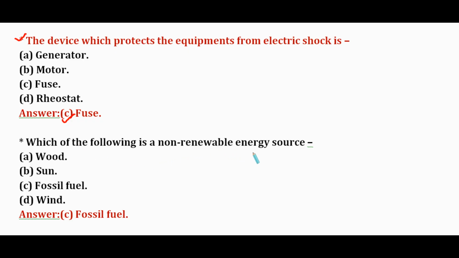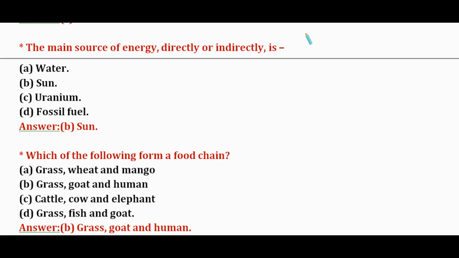Which of the following is a non-renewable energy source? Wood, sun, fossil fuel, wind. This is fossil fuel. Next question: the main source of energy, directly or indirectly, is water, sun, uranium, fossil fuel. The correct answer is the sun.